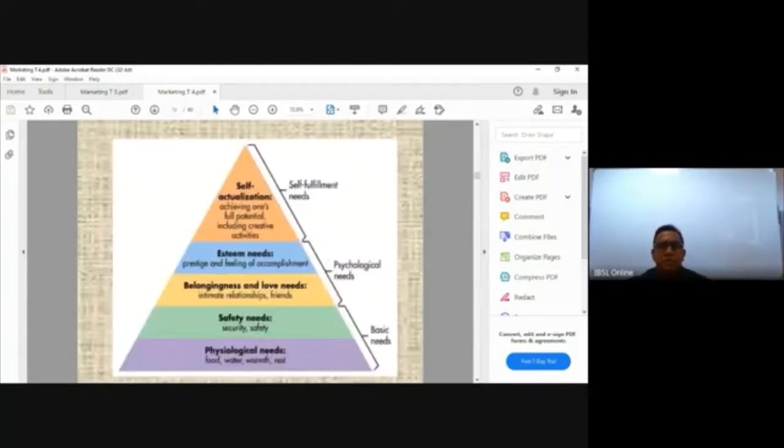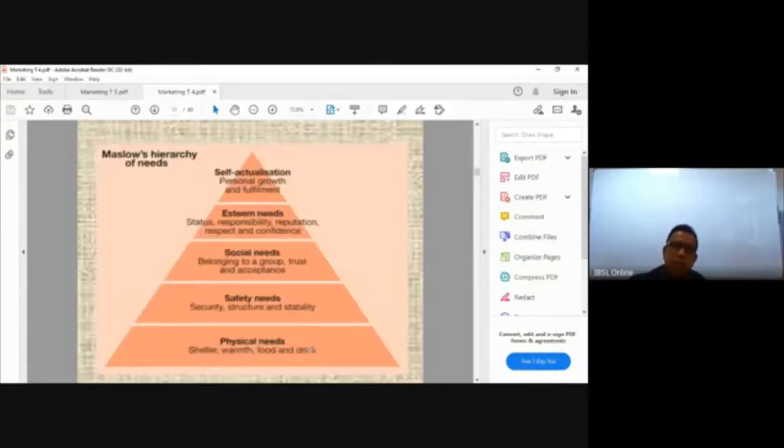So in other words, basic needs are food, water, and then as I said, the safety, security, and then intimate relationships, friends, more psychological, prestige and feeling of accomplishment, and self-actualization, achieving one's full potential, including creative activities.